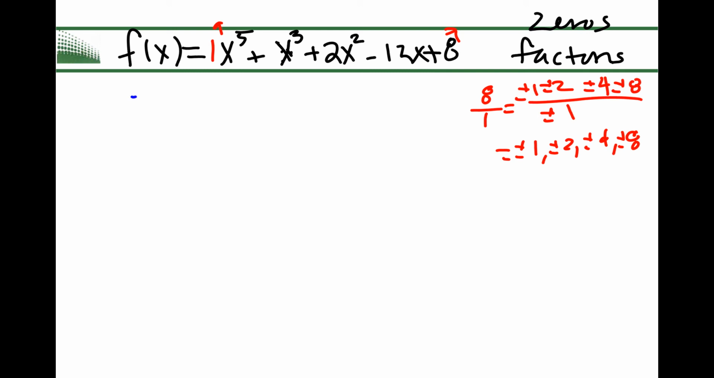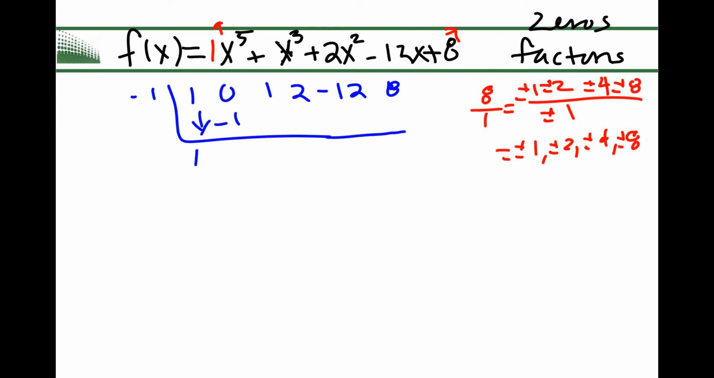So I'm going to try negative 1 to start with. I would start with my 1s, unless you have a hankering for what you think it might be. So you put in your coefficients. And remember, you have to put in 0 for any term that's missing, otherwise it'll throw off your whole problem. And you multiply, add as you go. And that gave me 20. So that's not 0. Then you try another one.